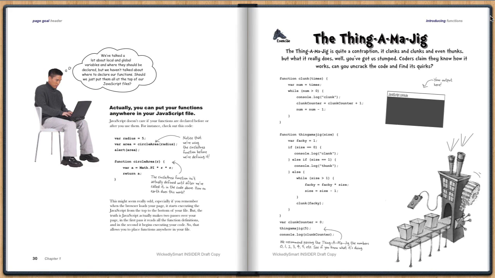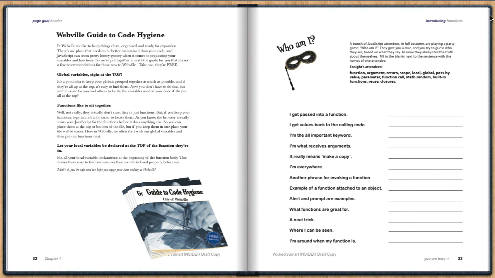Now, as I said, this is a very exercise-heavy chapter, and the last exercise is the Thingamajig. This is a piece of code that is in the style of Dr. Seuss, if you read it. And so your job is to go through this code and figure out exactly what it's doing. So we'll leave that for you. There's also, at the end, a little bit of information about code hygiene in WebVille, which is really just another way to say some best practices around how you use variables and functions together. There's a nice little who am I exercise to review all the terms that come up around functions, and there's quite a few.